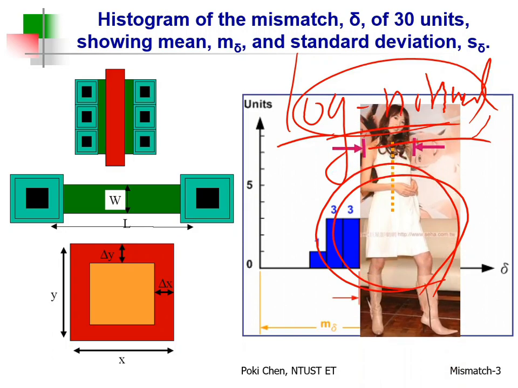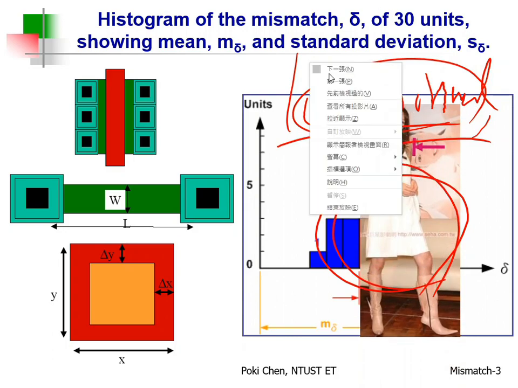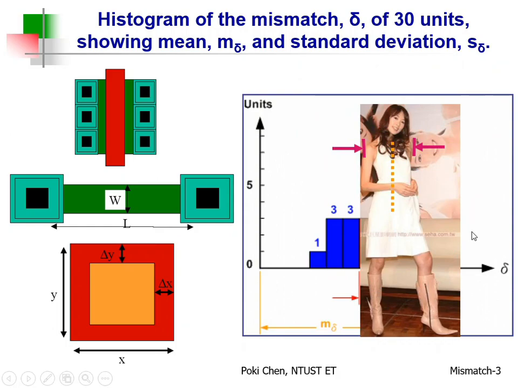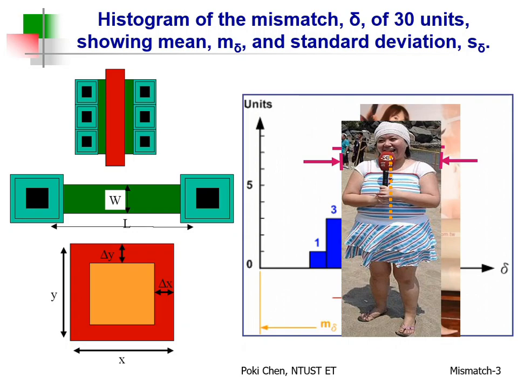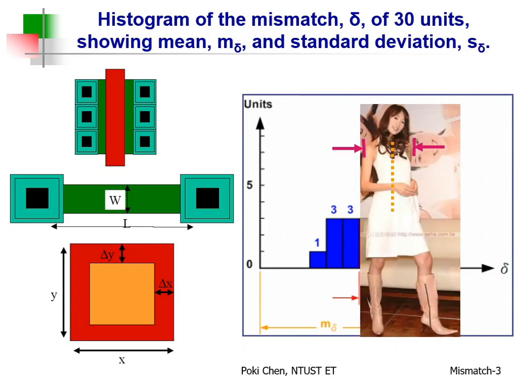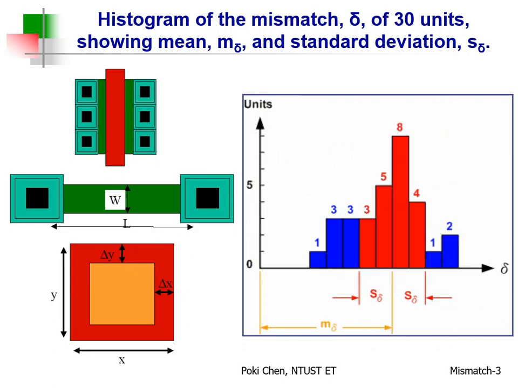So you can see what you would like to have, just like humankind: the slimmer, the better, right? On the contrary to this, people always like that. Not only for humankind, but also for our parametric distribution. The smaller the standard deviation, the better.